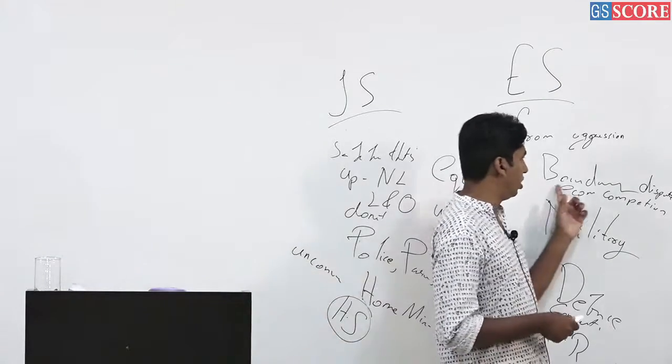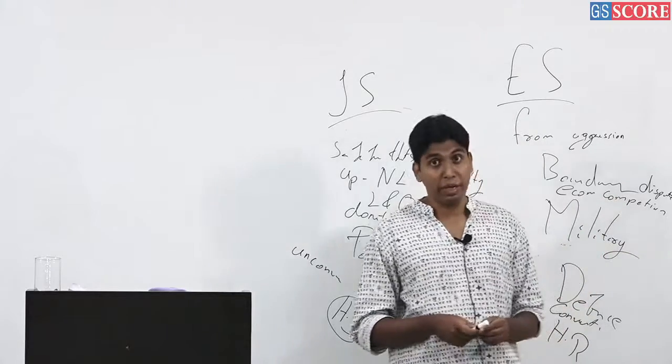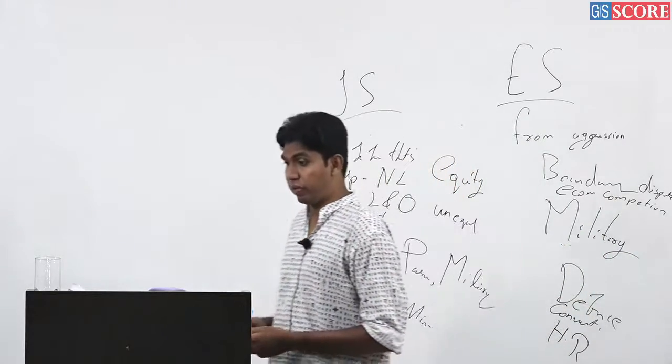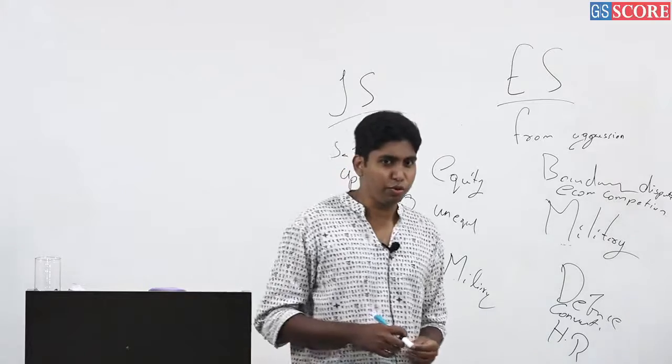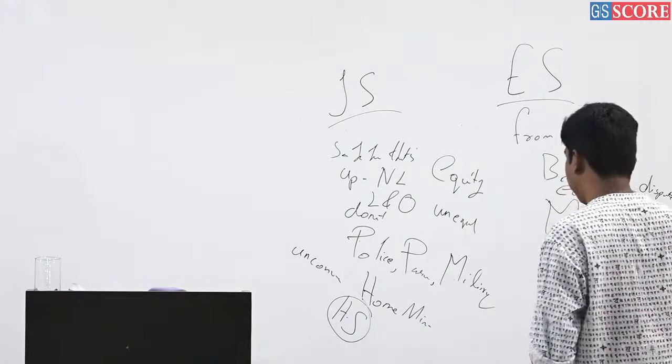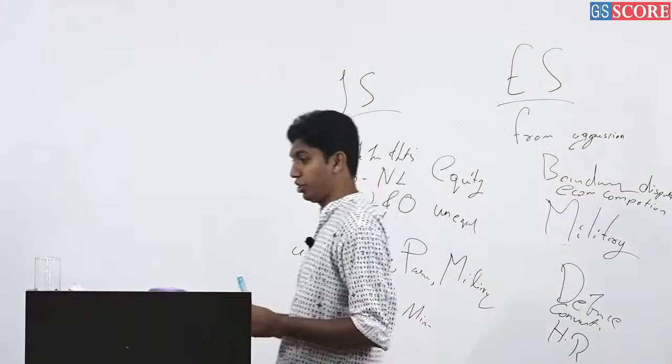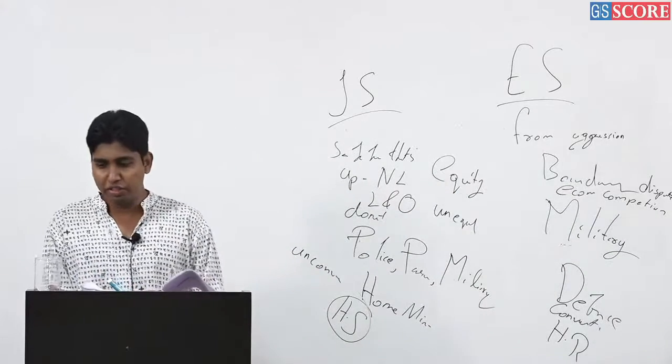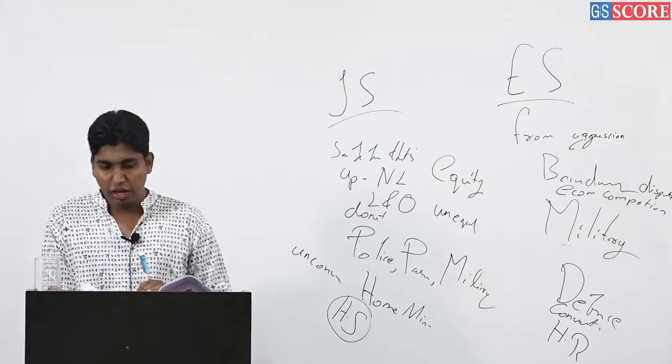So here the boundary and economic competition are also part of external security. I hope you got an idea regarding what is internal security as well as external security and national security. I hope your base is strong.